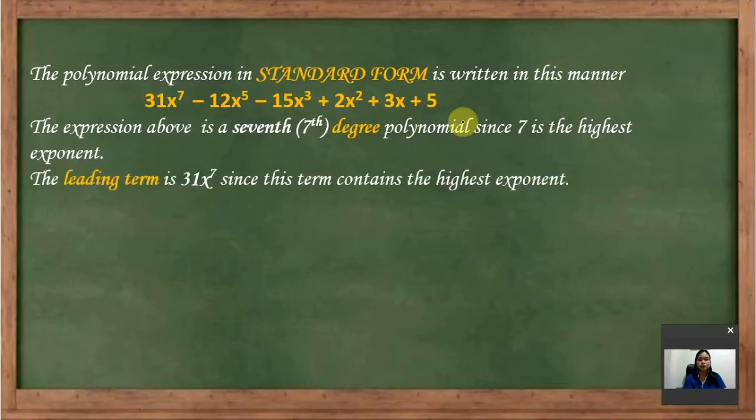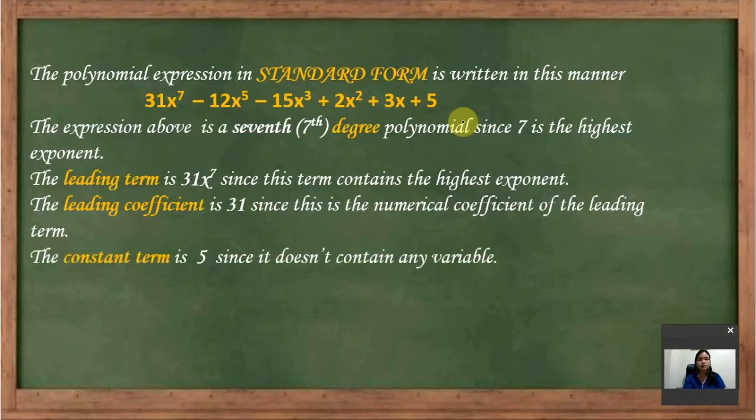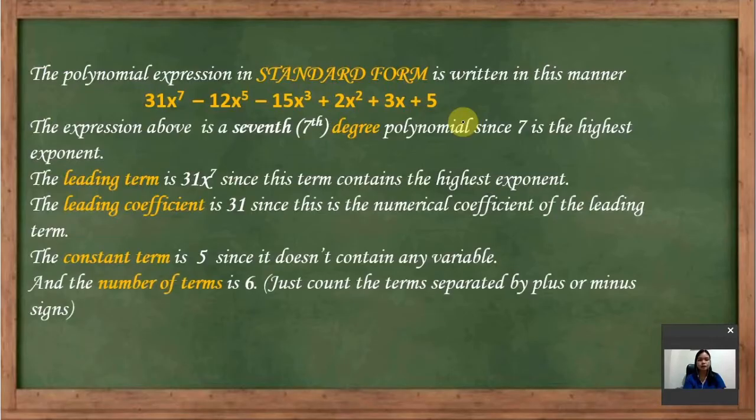The leading term is 31x raised to 7 since this term contains the highest exponent. The leading coefficient is 31 since this is the numerical coefficient of the leading term. The constant term is 5 since it doesn't contain any variable, and the number of terms is 6. To find the number of terms, just count the terms separated by plus or minus signs.